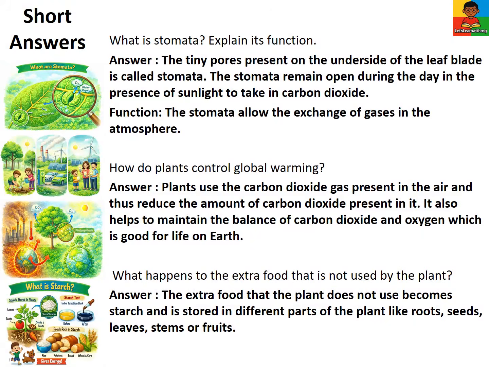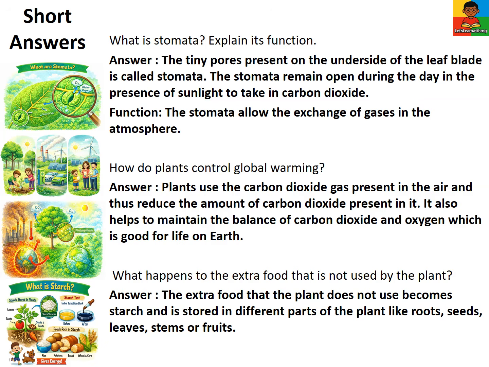Short answers continue. What is stomata? Explain its function. Answer: the tiny pores present on the underside of the leaf blade are called stomata. The stomata remain open during the day in the presence of sunlight to take in carbon dioxide. Function: the stomata allow the exchange of gases in the atmosphere.